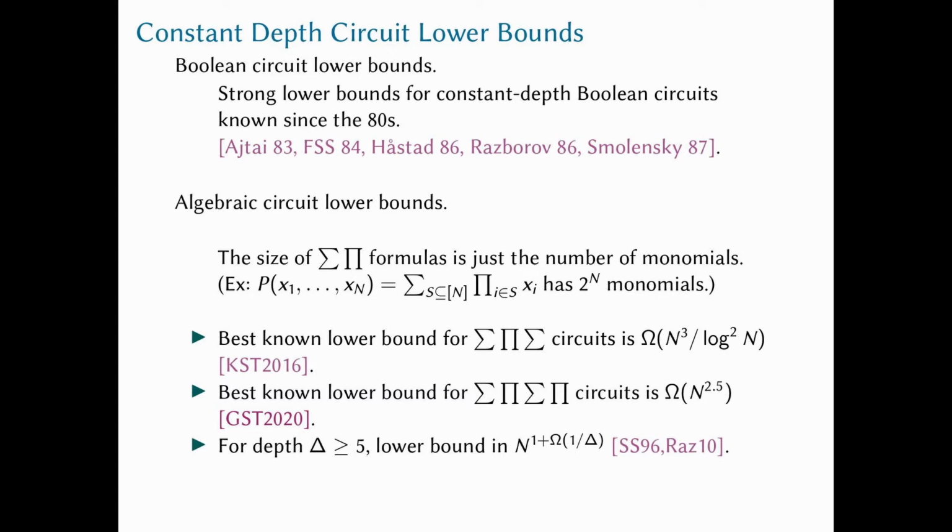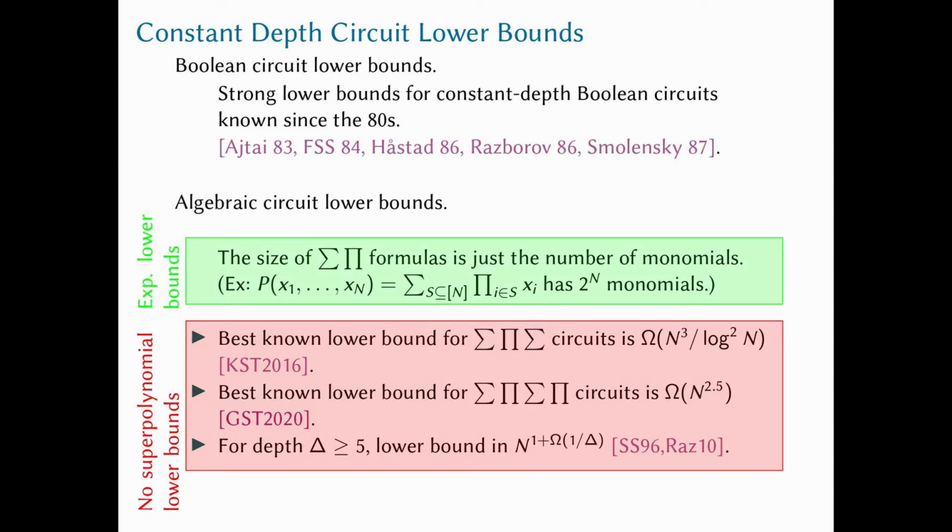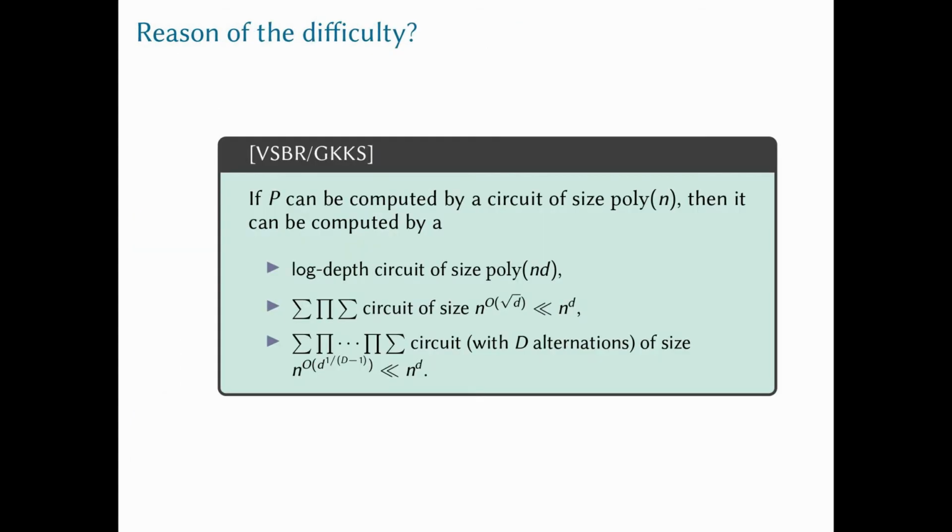Now in depth 3, you consider sums of products of sums. And here the best result we had was a result I showed with Kayal and Saha, that there are polynomials which need at least an almost cubic size to be computed by a depth 3 circuit. In depth 4, a recent result shows that we can have a lower bound of n to the 2.5. And for larger depths, the best we knew were superlinear lower bounds. Consequently, in algebraic complexity, as soon as the depth is at least 3, it seems we are far from getting superpolynomial lower bounds.